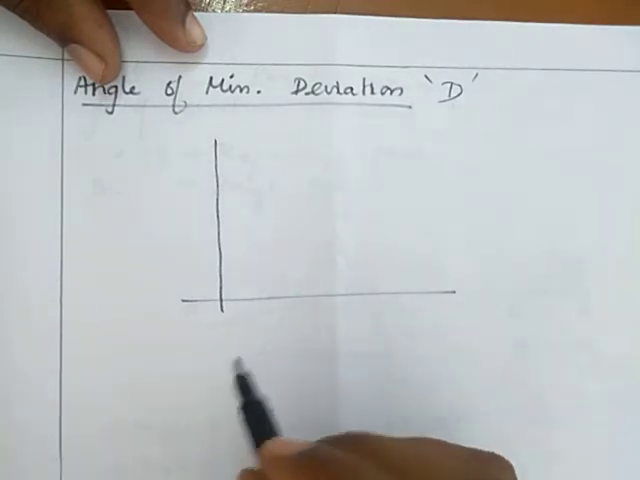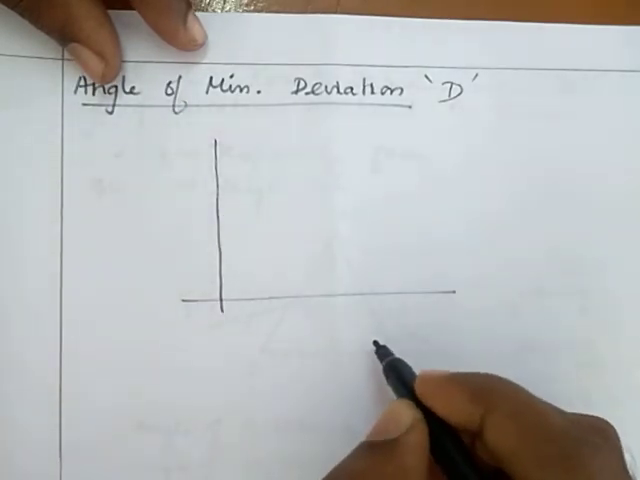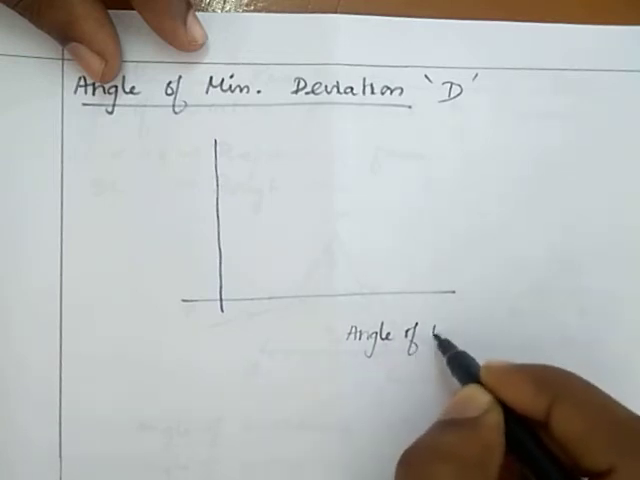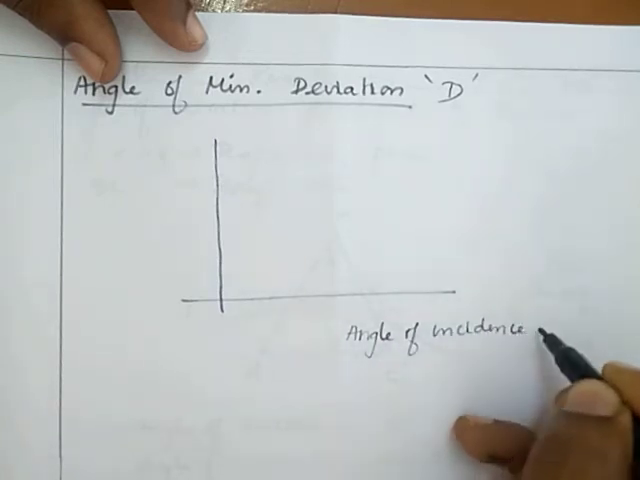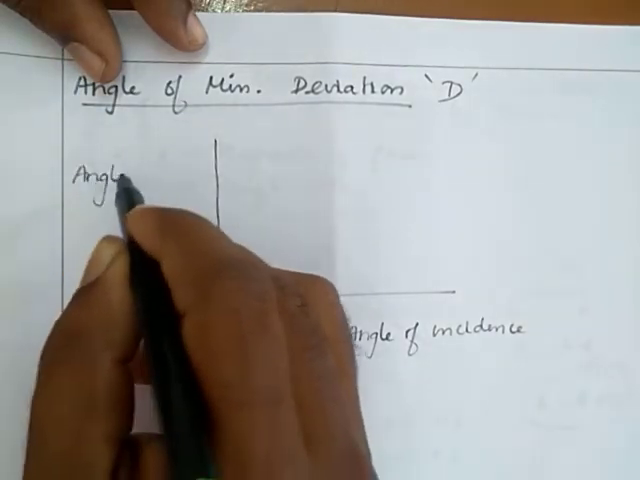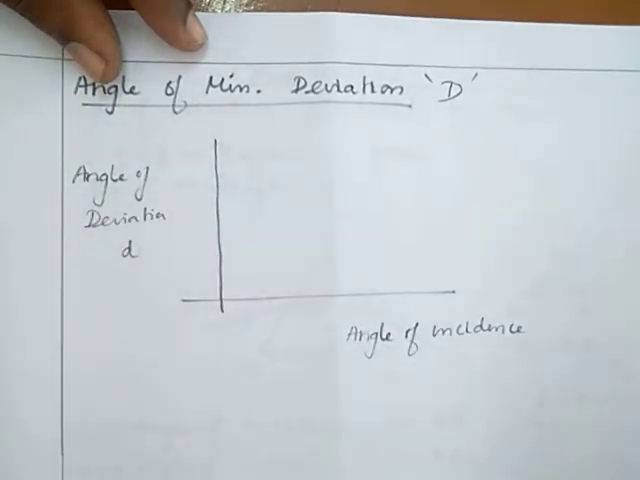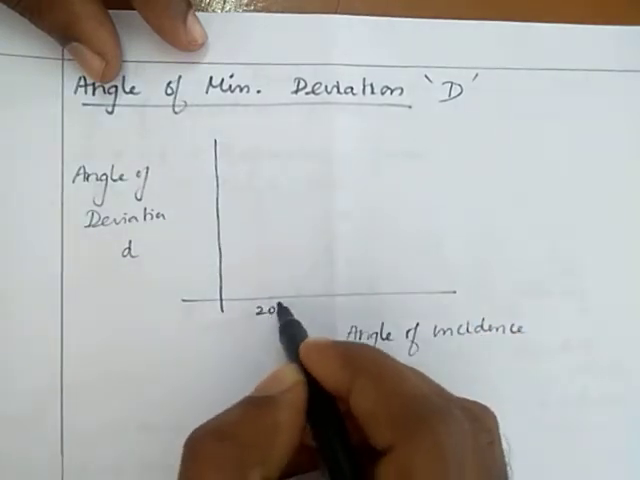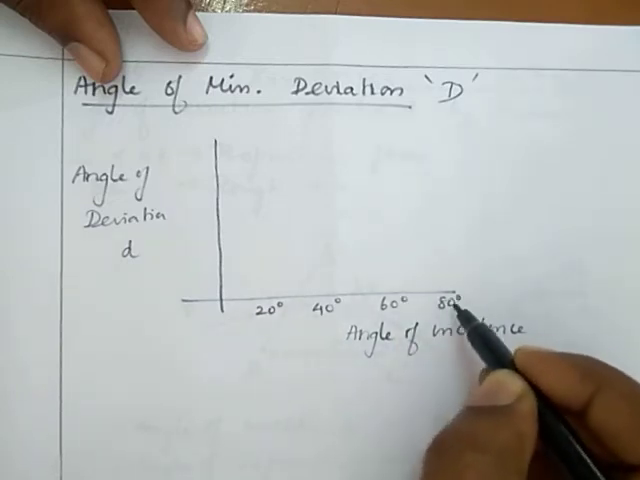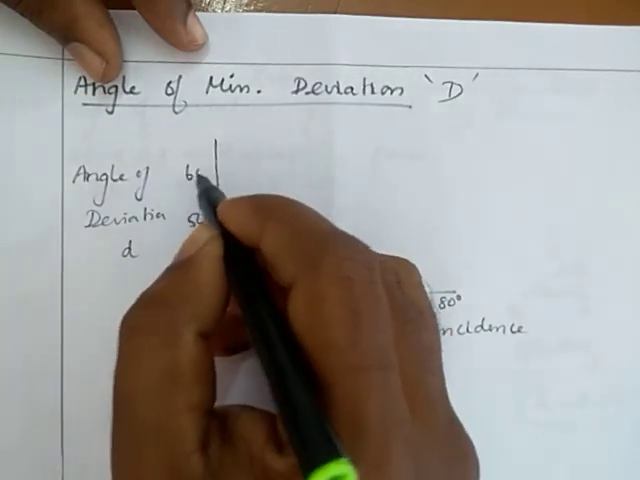Always the applying term is on the x-axis and the getting term on the y-axis. Here angle of incidence is on the x-axis and angle of deviation, that is small d, is on the y-axis. 20 degree, 40 degree, 60 degree, then 80 degree. Here 40 degree, 50 degree, then 60 degree.